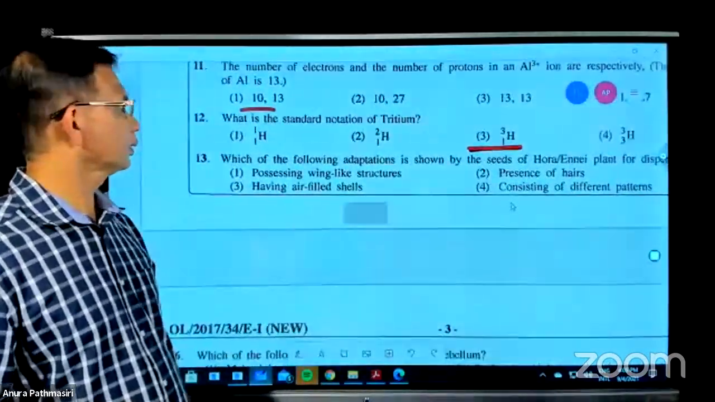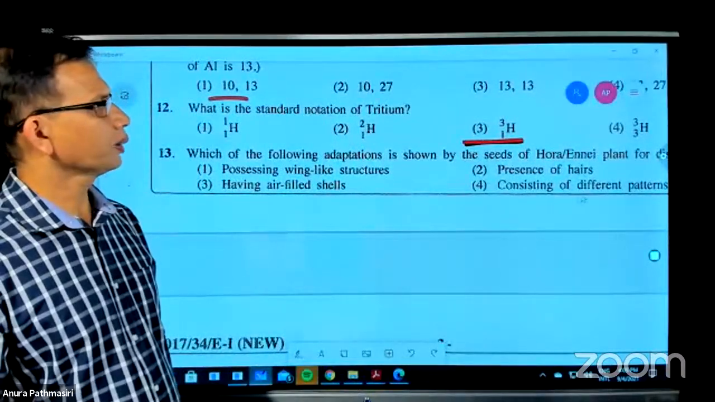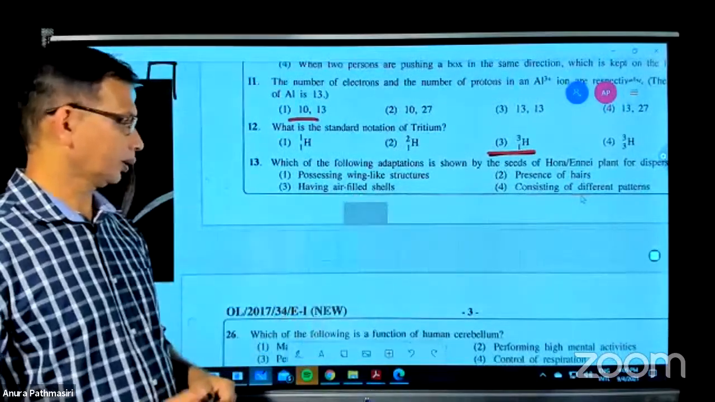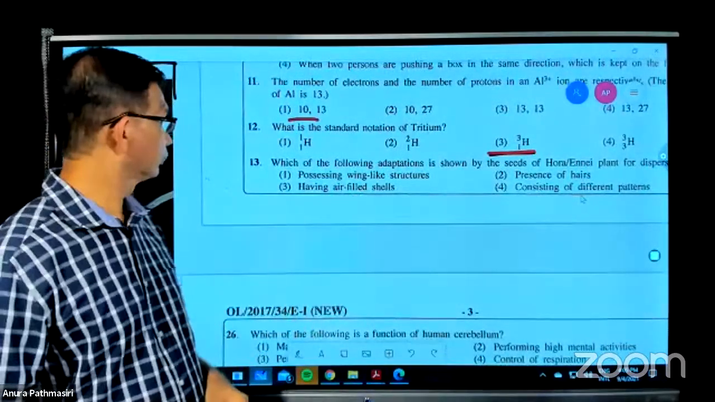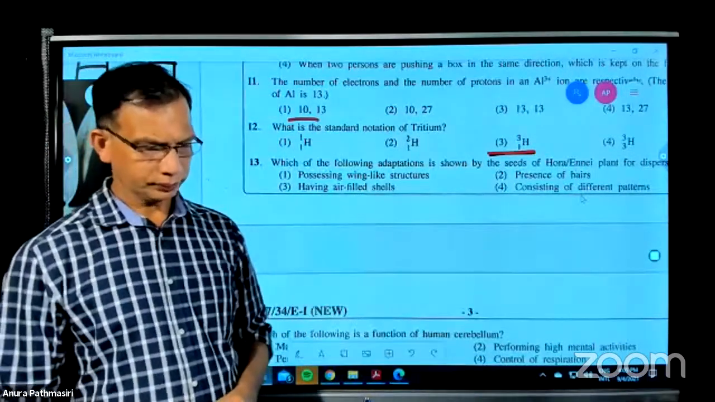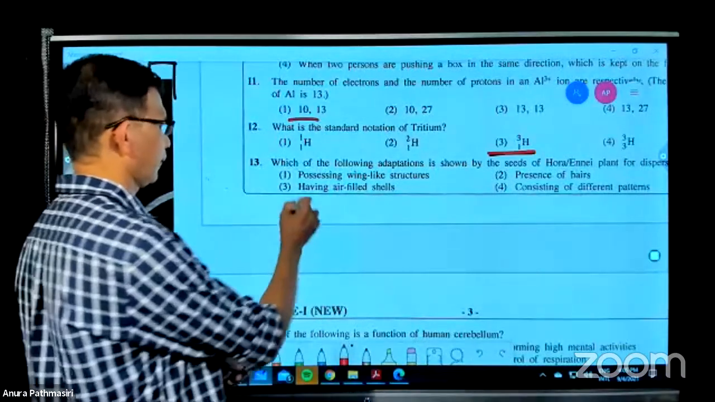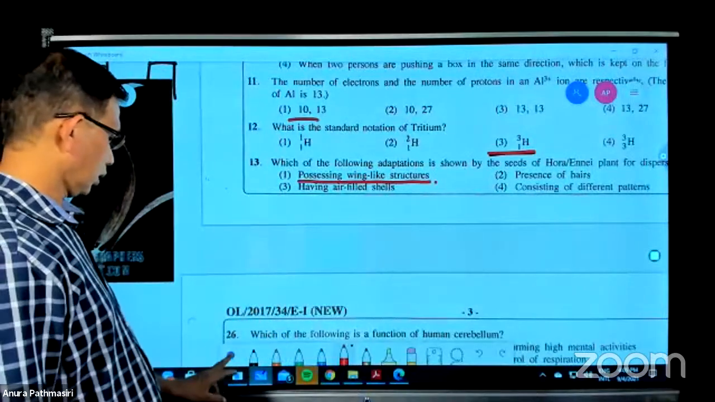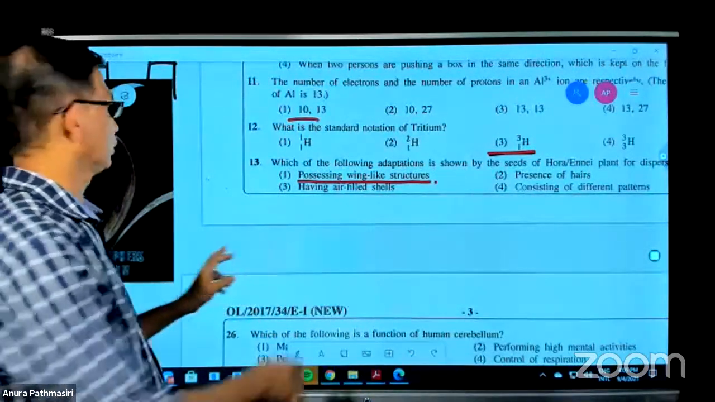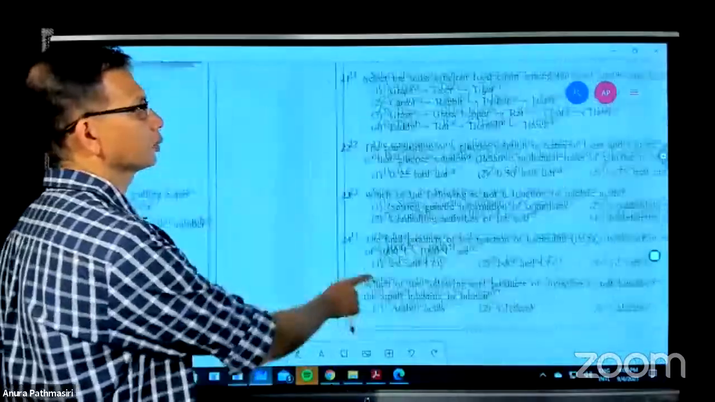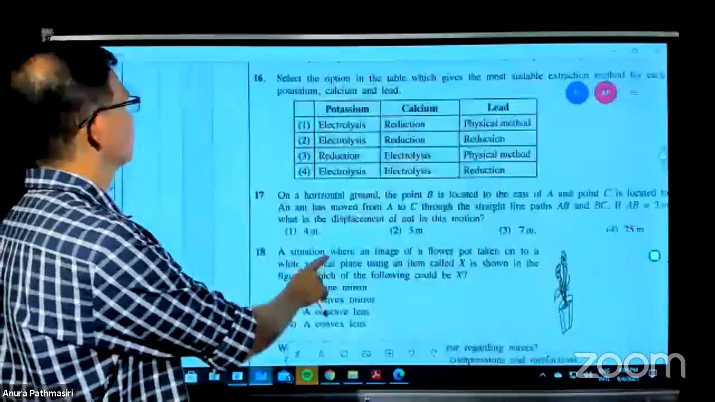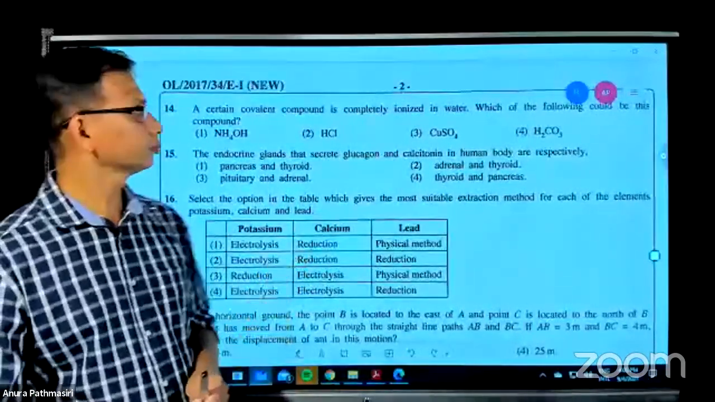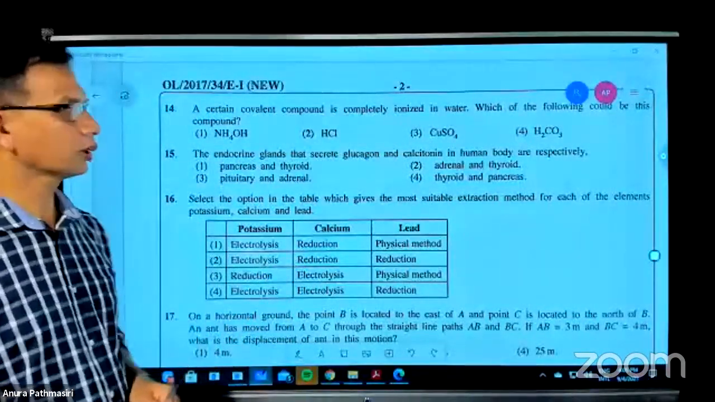Which of the following adaptations is shown by the seeds of horror possessing wing-like structure, the correct one? Am I correct? The 13th one, the first answer. Moving to the other one. 14. Where is the 14th question? It will be appearing here. Let's know the answer first one.